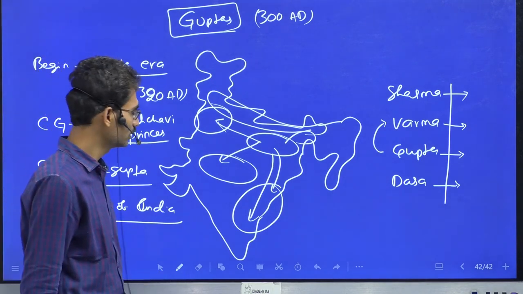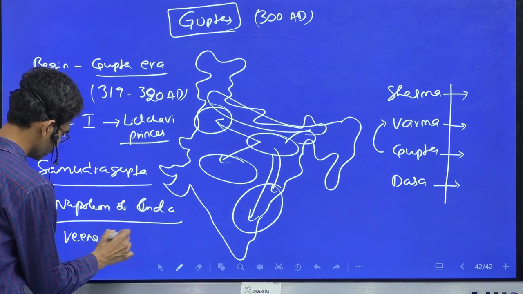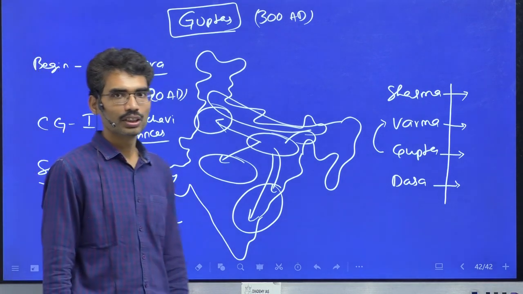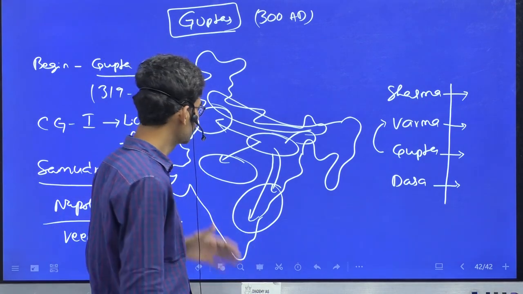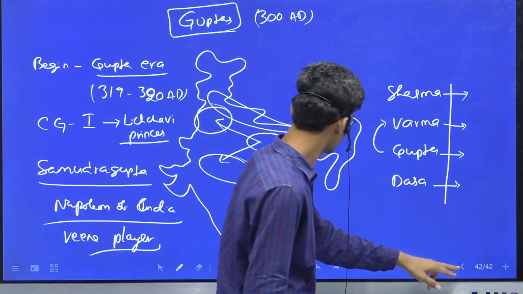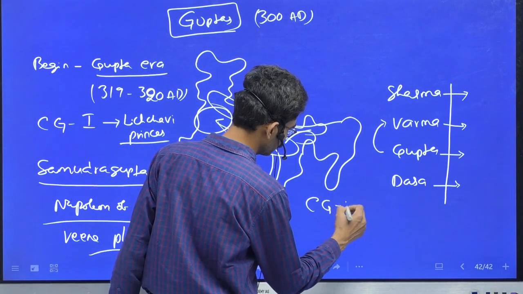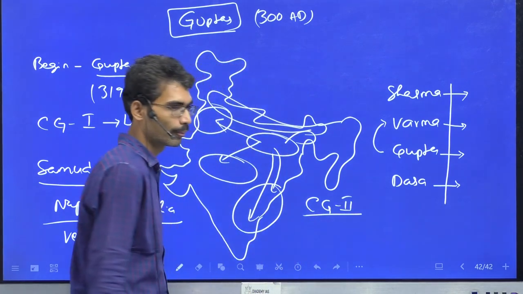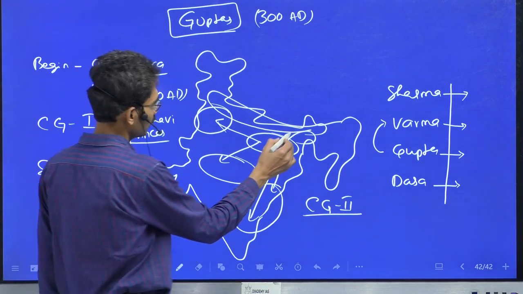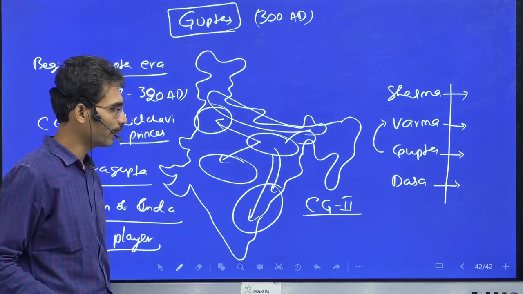He conquered it. He was also a veena player. He issued gold coins. Many Gupta rulers issued gold coins. After Samudragupta, Chandragupta II comes. By this time, most of the northern part became part of the Gupta Empire.